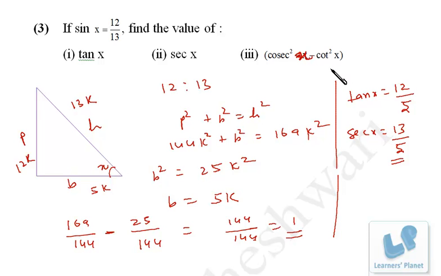This is the derivation that we did in our first session, that 1 plus cot square x is equal to cosec square x, right? So we were having the value of sin x and we calculated all the other values this way, right? You can use the trigonometric identities also like this. So anyways you can do it.